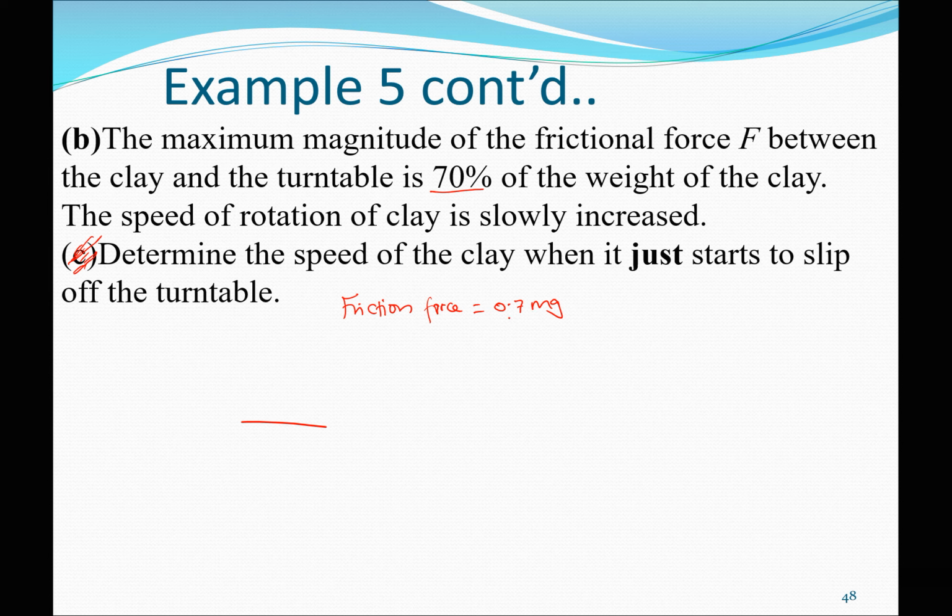And remember the friction was equal to the centripetal force, so I will simply say 0.7 mg is equal to the centripetal force, which is mv squared divided by r. I don't need the m here. So I will make v the subject, and v is going to be equal to the square root of 0.7 times r times g. So the square root of 0.7 times the radius, 0.12, times g, which is 9.81.